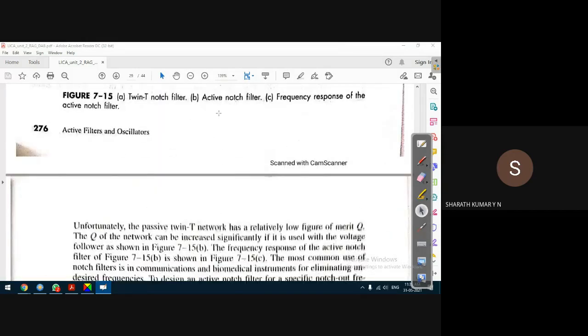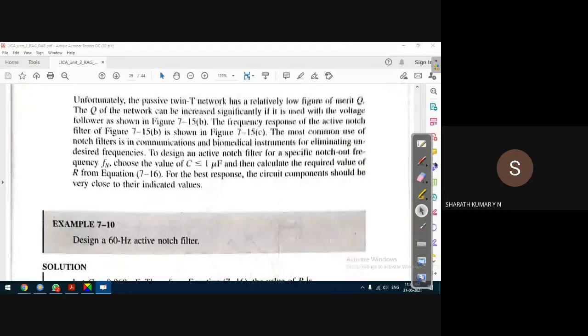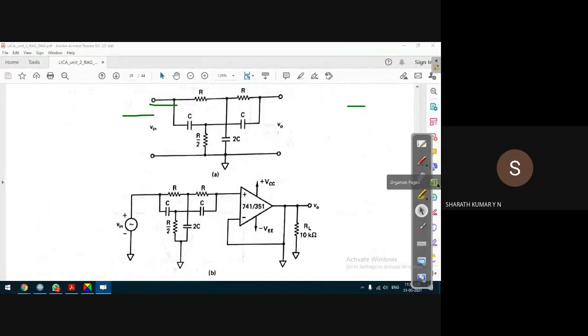Frequency response of the active filter. The passive twin T network has a relatively low figure of merit, the Q. The Q of the network can be increased significantly if it is used with the voltage follower as shown in the figure. Because with only the passive network, it doesn't give much flexibility and is not of much use. So we have to go for an op amp circuit.